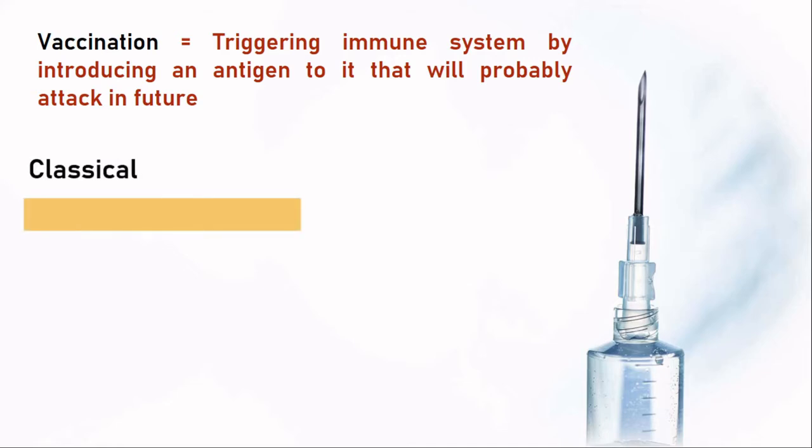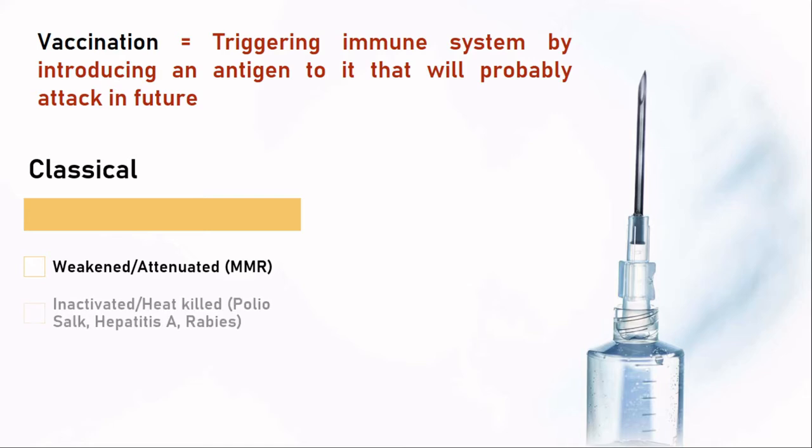So for many years we have been developing vaccines, but the development depends upon what kind of strategy we are using. The strategies are clearly divided into two categories. One is classical, wherein we have created attenuated or weakened viruses, and a very good example of this is the MMR vaccine, which stands for measles, mumps, rubella. Then we have also created inactivated or heat killed viruses, given as a vaccine. Good examples would be the polio Salk vaccine, and hepatitis A or rabies vaccine.